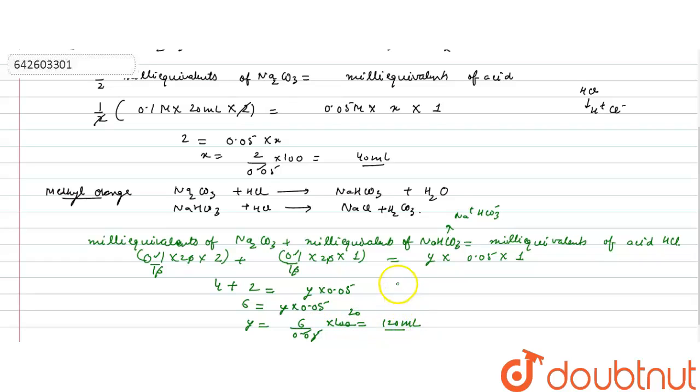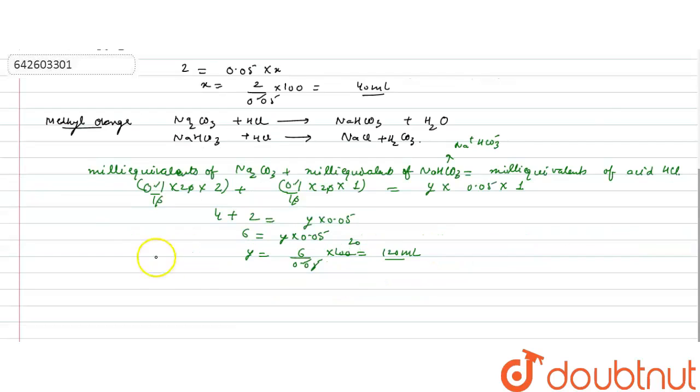So in the question it is asked that Y minus X is? So Y minus X will be 120 minus 40. So it will be 80 ml. So I hope you understood the question solution.